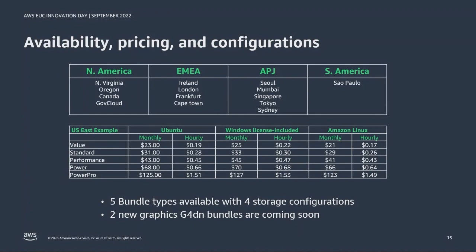Okay, so here is the availability of Ubuntu Workspaces. It's available in 14 AWS regions, as I mentioned, and we provide five bundle types, ranging from one CPU, 2 gigabytes memory, to 8 CPU, 32 gigabytes memory. And each bundle type also offers 4 storage configurations. And we also have 2 graphics G4DN based graphics bundles available pretty soon.